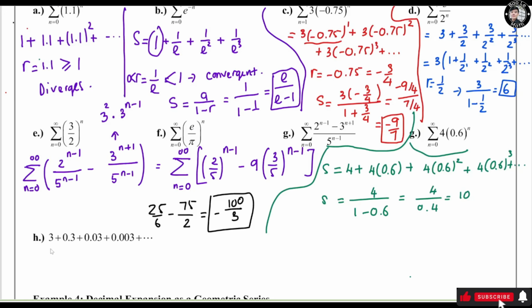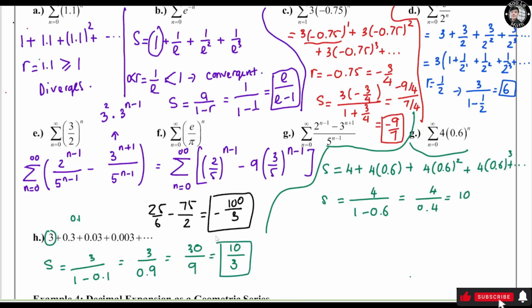Now the last one right here. The first term is 3, the common ratio is 0.1. So the sum is going to be 3 divided by 1 minus 0.1, so 3 divided by 0.9. Multiply the top and bottom by 10, so you have 30 divided by 9. And then divide the top and bottom by 3, so you have 10 over 3. This one is the final answer.